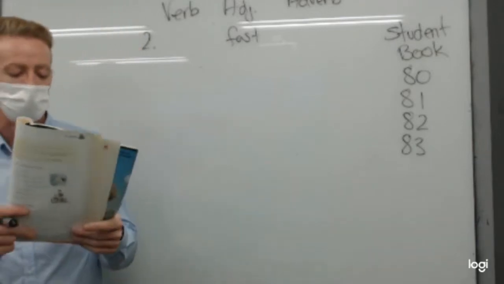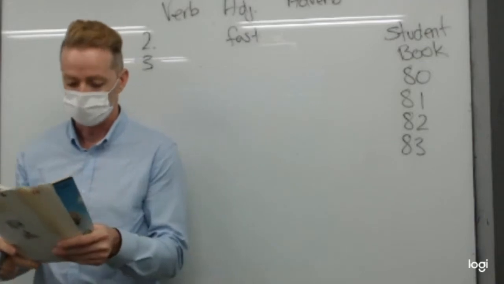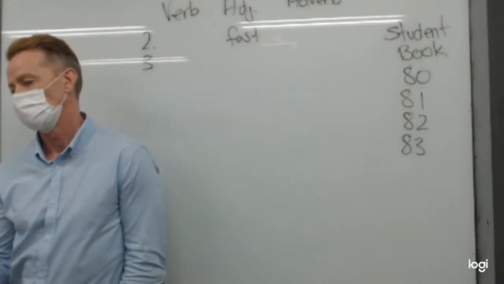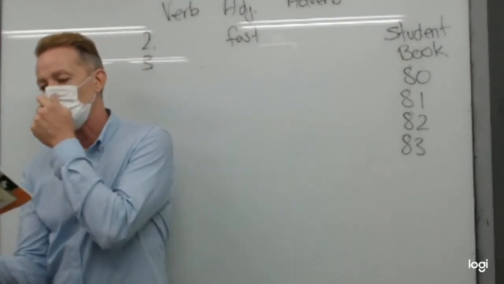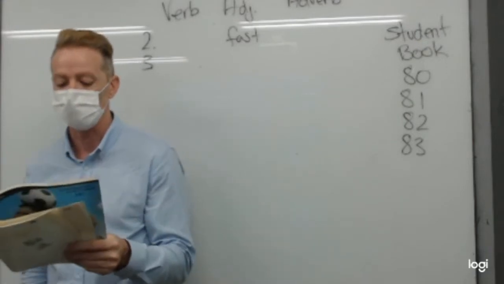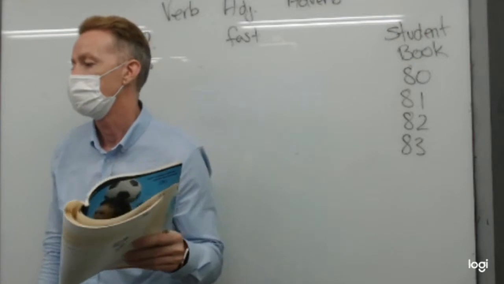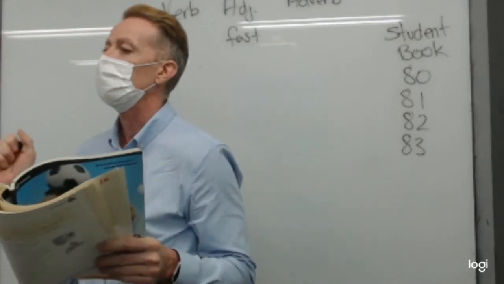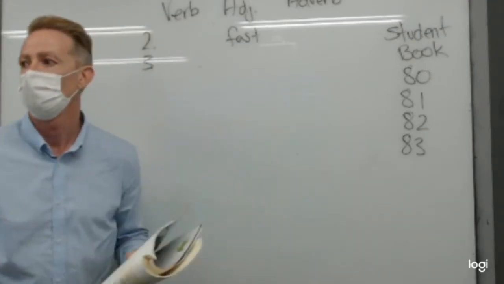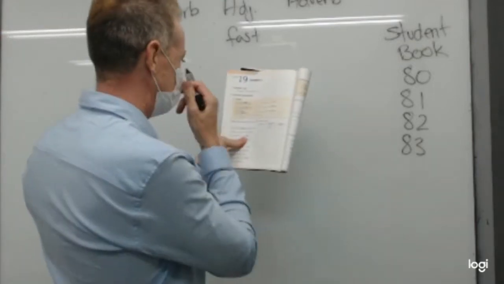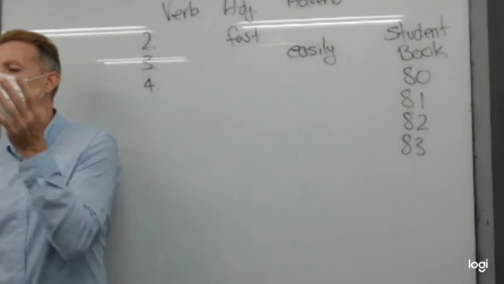All right, number three. I can find the bookstore easily. Find it. Easily. What is it changing? The word in bold, easily, what is it? It's not a verb. Is it an adverb or an adjective? Adverb. What is it adding to the verb? Right, an adverb is adding to a verb. Easily find.